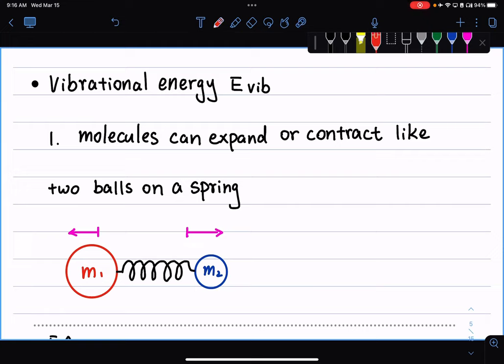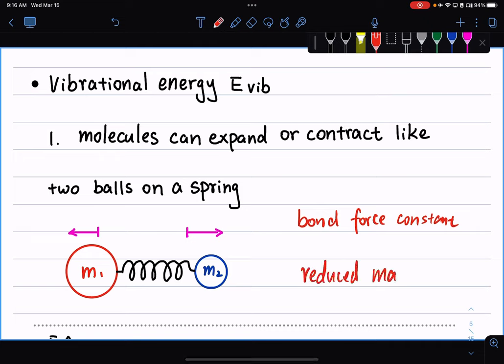So in this process, likewise, we have several properties we can measure. We can measure the bond force constant, which is related to the stiffness of a spring, if you may. We can also measure the reduced mass. All right, so now we're talking about the vibrational motion in a chemical bond between two atoms.